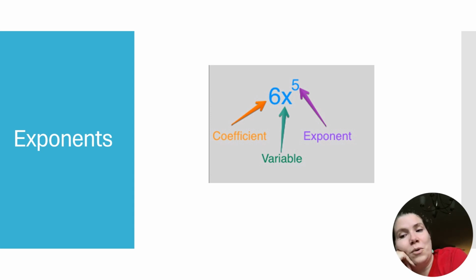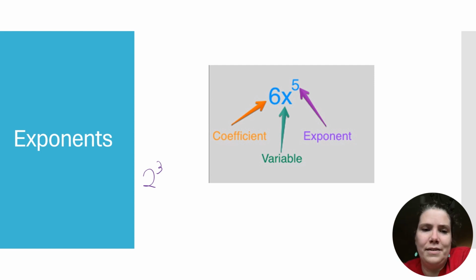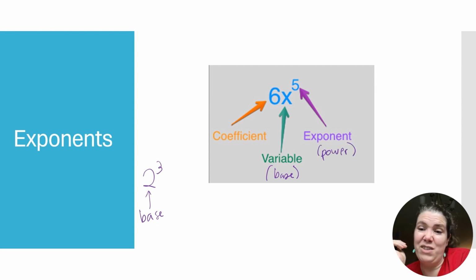Exponents. For exponents, we have a variable. Sometimes you don't always, you could have the number 2 to the third. That has no variable in it, but it has my base here. In this one, my variable is the base. I have an exponent or a power. And I could even have a coefficient.